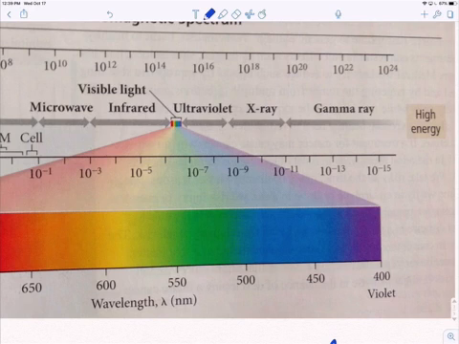So, okay, so UVA, UVB. Oh, and like I said, UVB also causes sunburns and skin cancer.